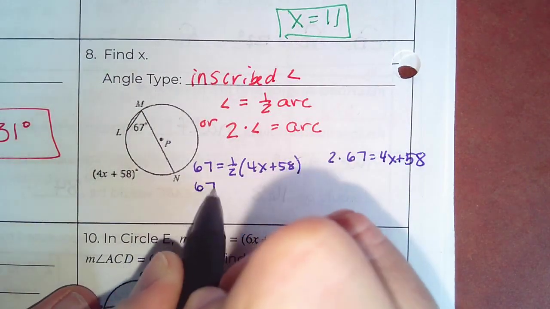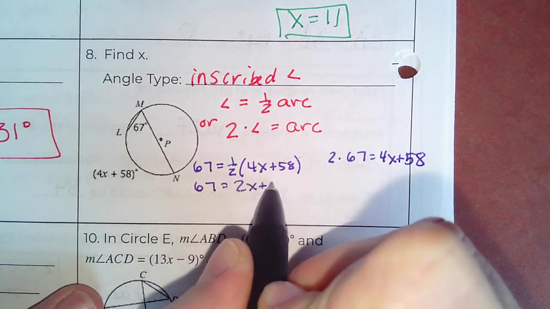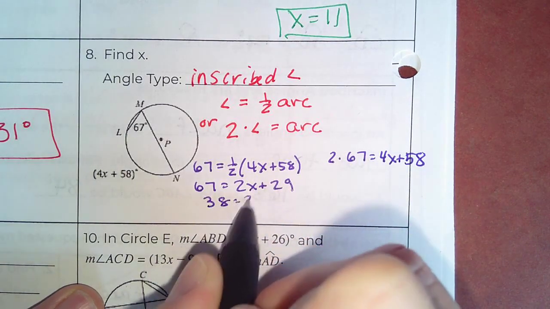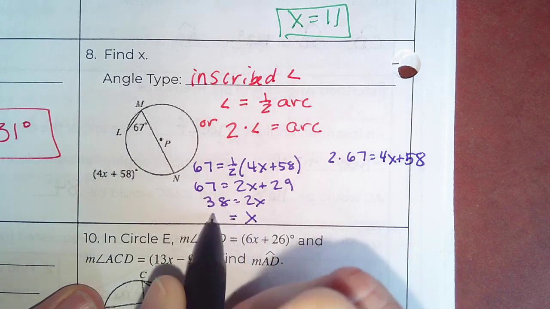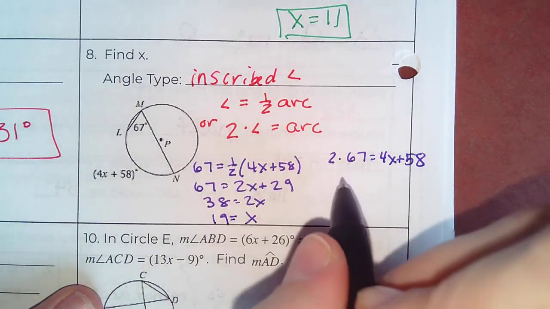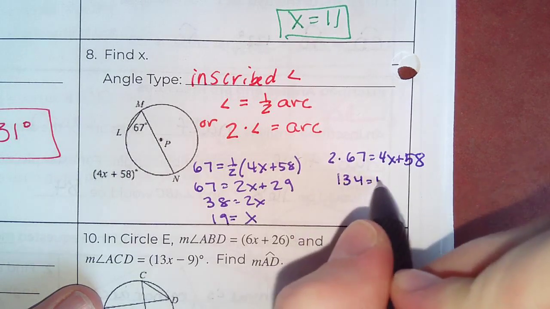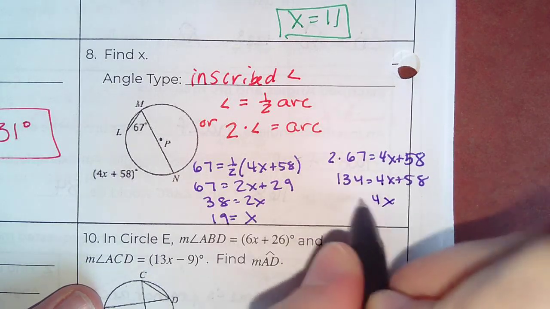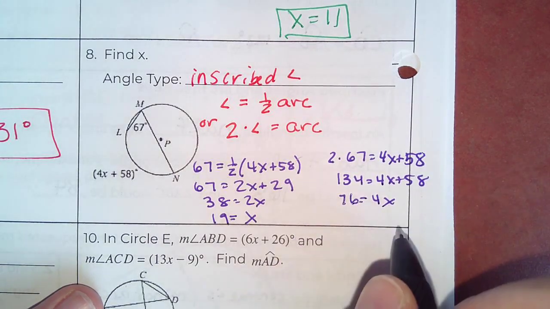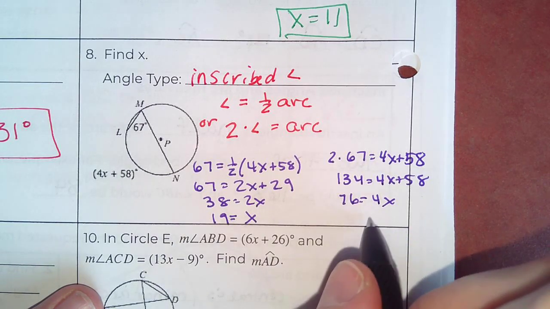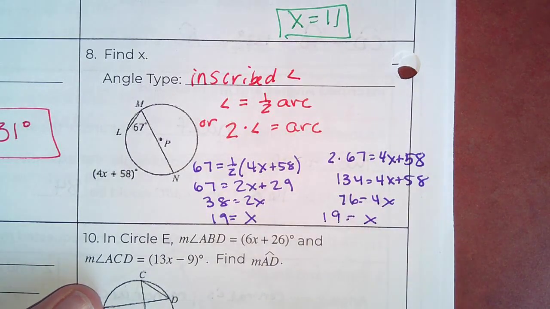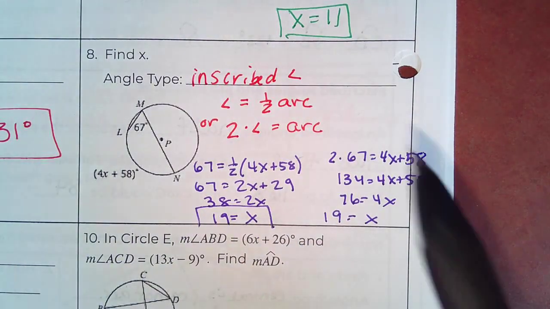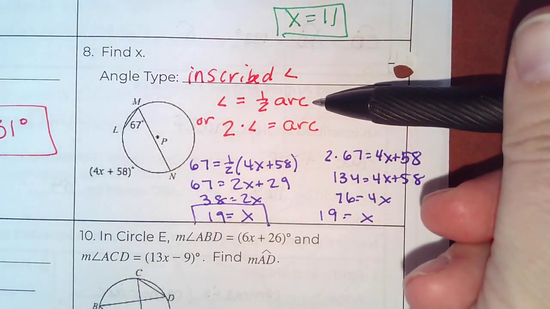So here, 67 equals 2x plus 29. Subtract 29, so 38 equals 2x. Divide by 2, so x equals 19. Over here, 2 times 67 is 134. Subtract 58. Divide by 2. Or sorry, divide by 4. Either way will work. You just have to find the pattern that you like to use. I typically go for angle equals half of the arc.